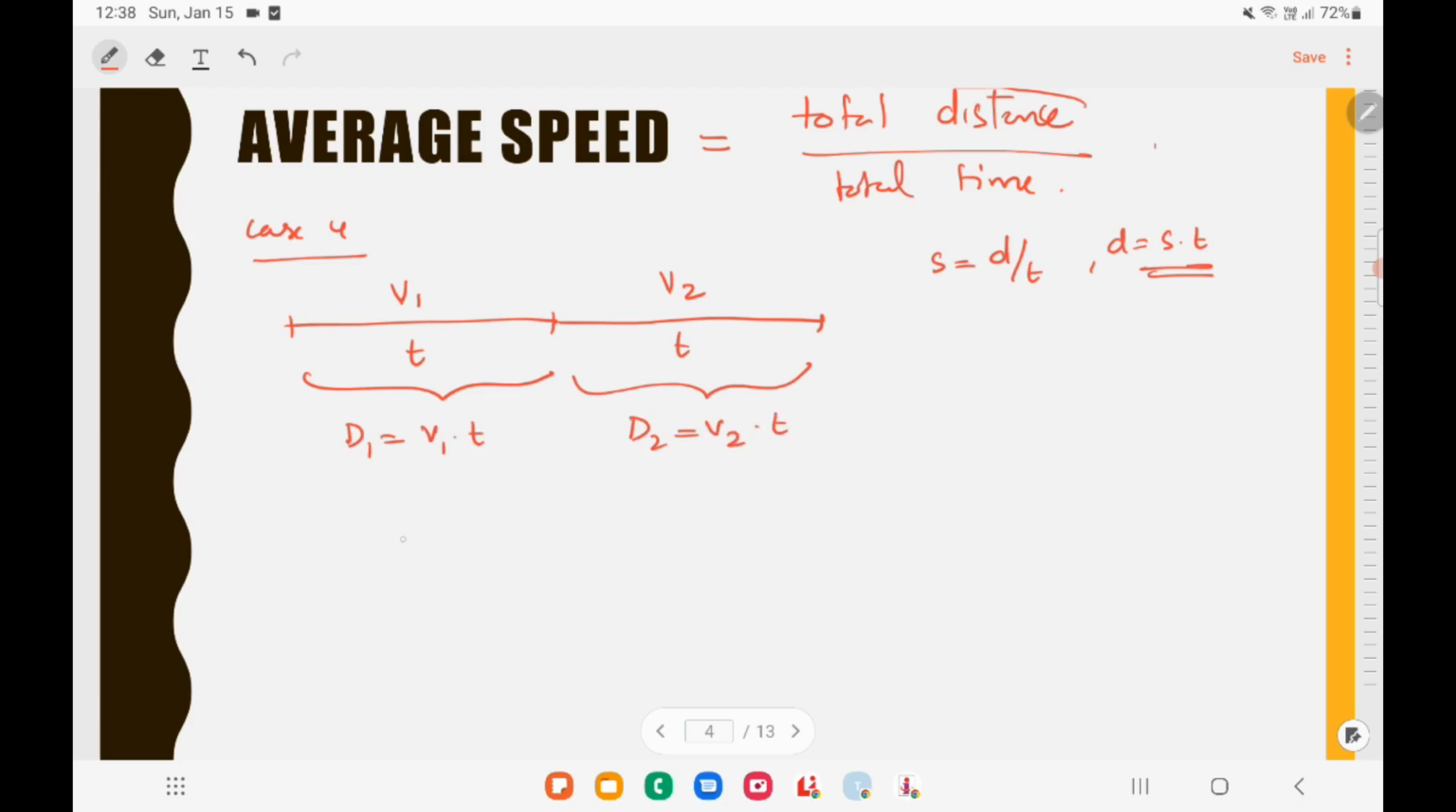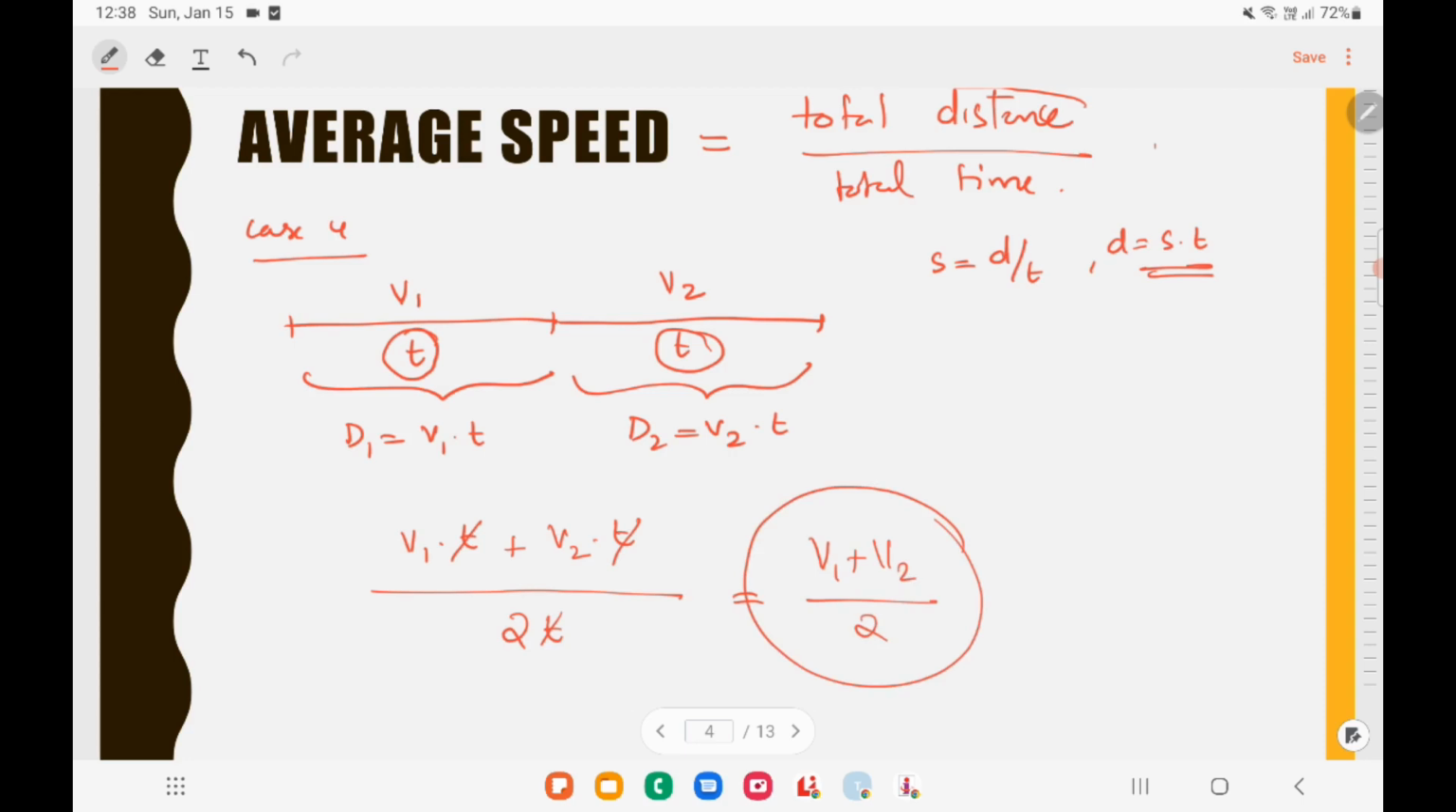So total distance by total time will become v1 into t plus v2 into t divided by total time. Here time is t and here time is t, so total time is 2t. So t will get cancelled. You will get v1 plus v2 by 2. So this is like an average, right? Normal average. Normally some students, if they see average speed, will just take the average normally. But don't do that. Use this equation and find out the average.